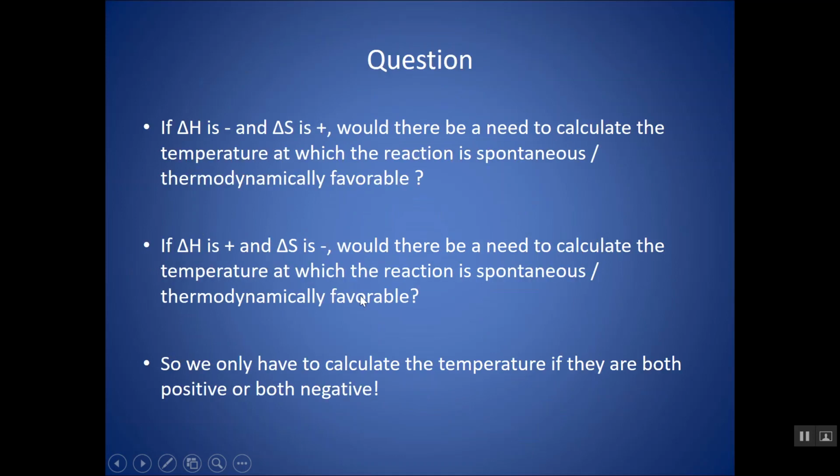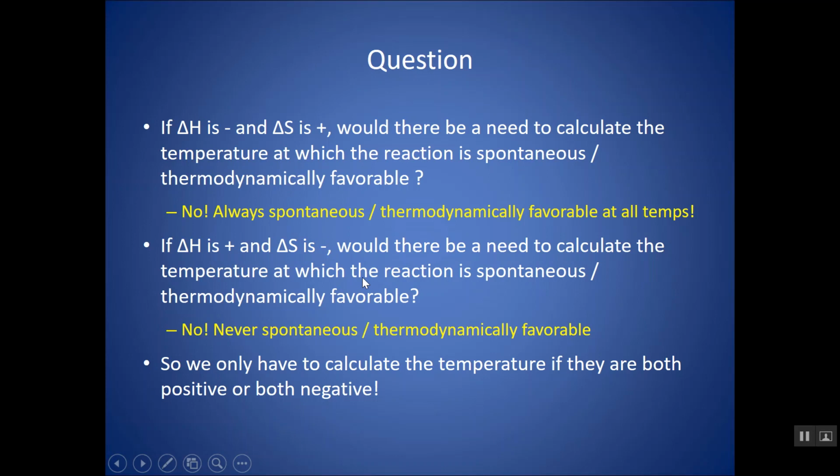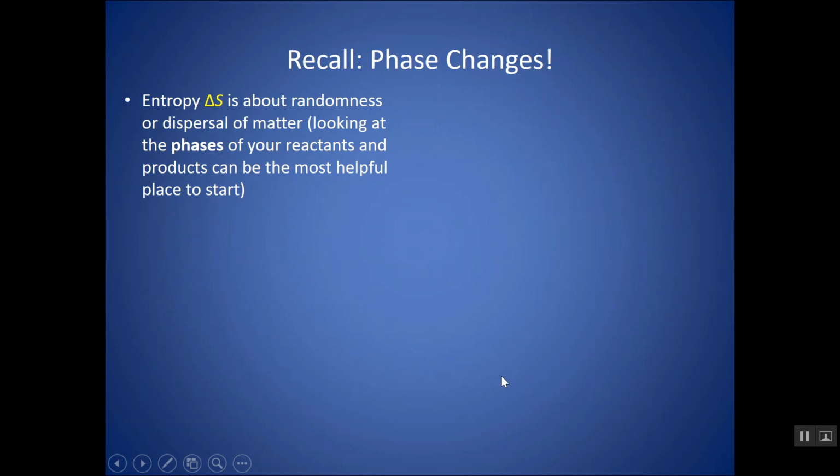So again, a question: if delta H is negative and delta S is positive, would there be a need to calculate the temperature at which the reaction is thermodynamically favorable? Nope, it's always favorable. What about the opposite, delta H positive, delta S negative? Would there be a need to calculate the temperature? Nope, it's always unfavorable. And we only have to calculate the temperature if they're both positive or both negative.